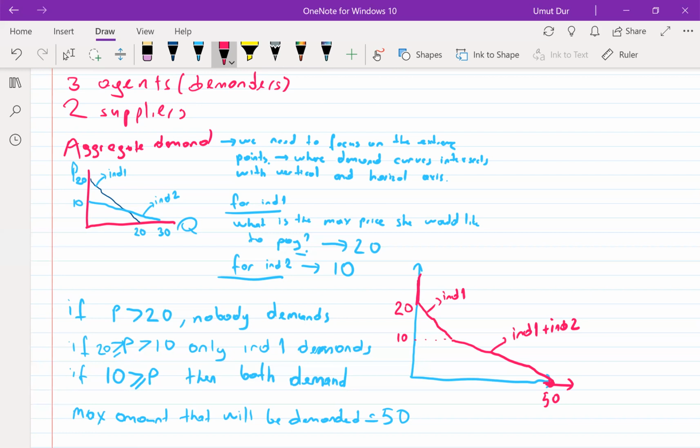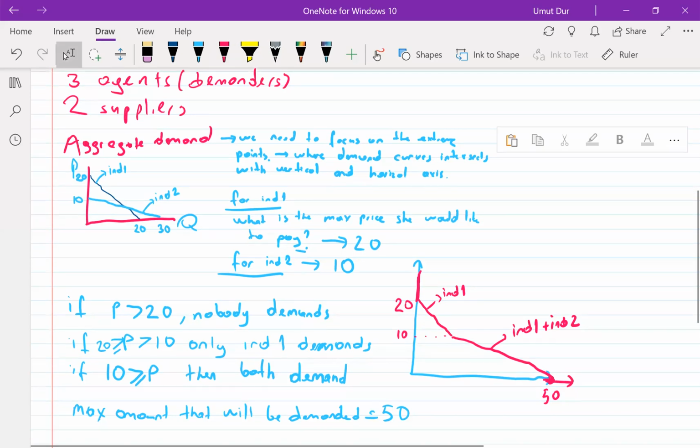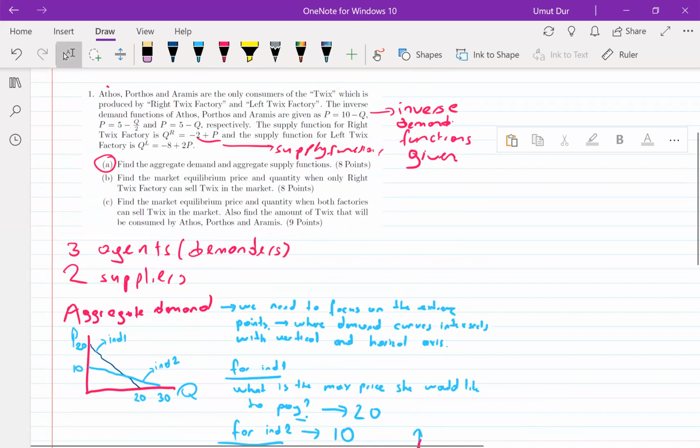Okay, so in this question, what we will do is try to find these extreme points and figure out which parts will be the individual 1 demand, individual 2 demand, or their total demand, or something like that. Okay, so let's turn back to this question.